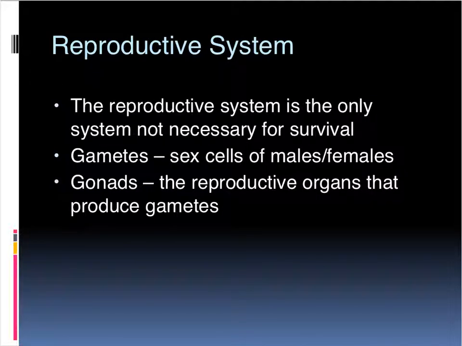Now let's begin the reproductive system in general. The reproductive system is the only system not necessary for survival of the individual. It's necessary for the survival of species. Gametes are sex cells of males and females, and gonads are the reproductive organs that produce the gametes.